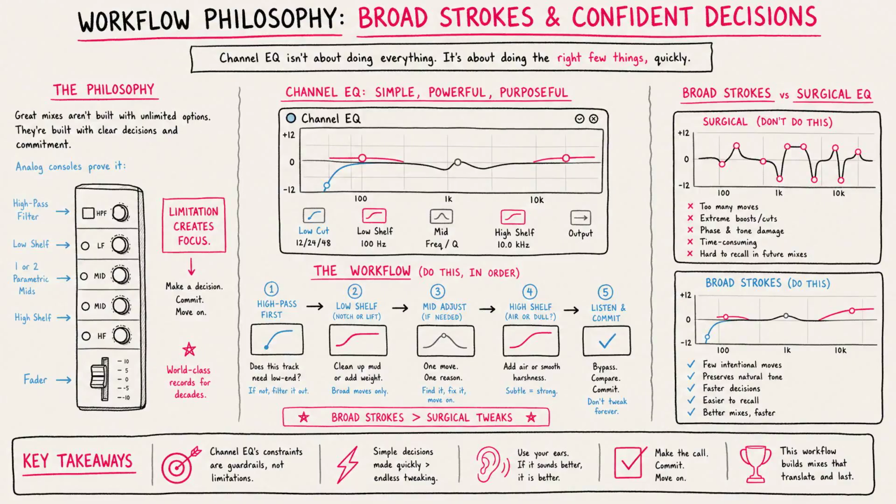One mid-band move for the most obvious issue. If something sounds wrong, muddy, honky, harsh, address it with the mid-band. If nothing sounds obviously wrong, don't make a move. Bypass and evaluate. Does the processed version serve the song better? If yes, commit. If you're unsure, undo it. The goal is developing perceptual confidence, the ability to quickly identify what a track needs and address it without second guessing. This comes from repetition and restraint, not from making more complex EQ moves.